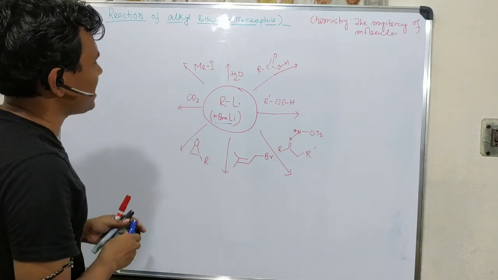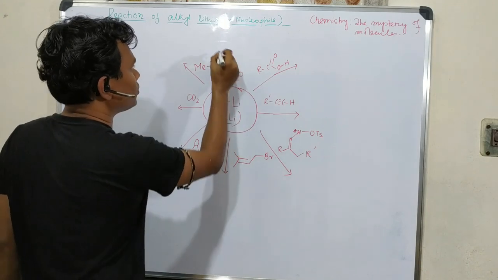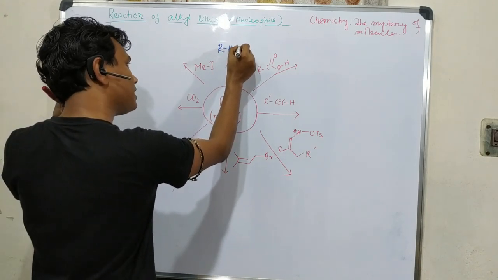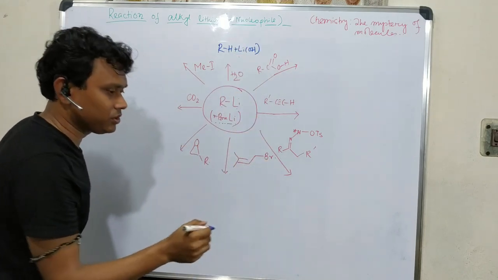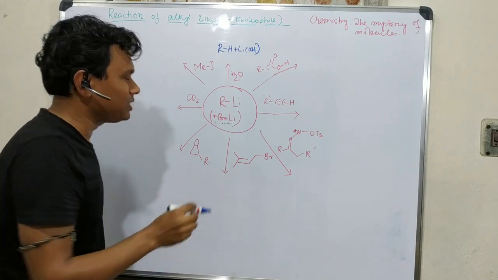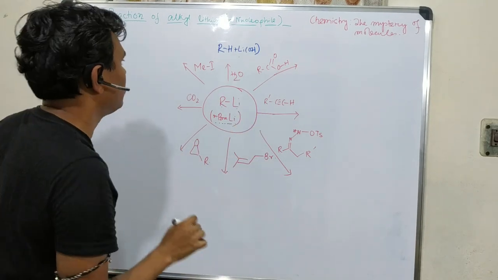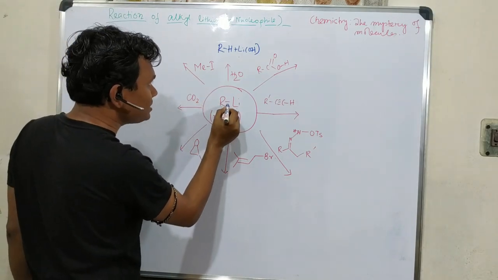First, we will discuss the reaction with moisture. As I told earlier, when it reacts with moisture, it produces RH as well as AlyOH. I have presented it this way because it will help you remember properly which type of reagents react with butyl lithium and why.